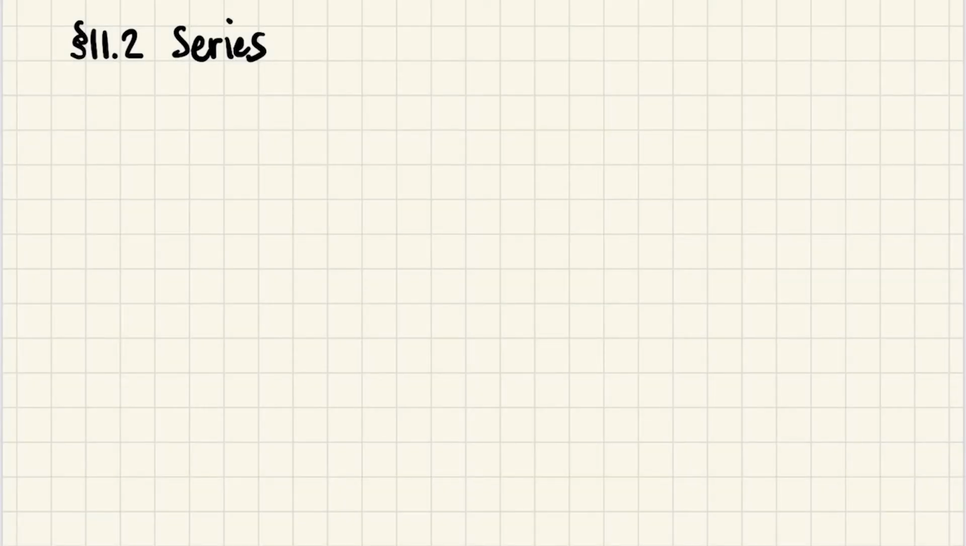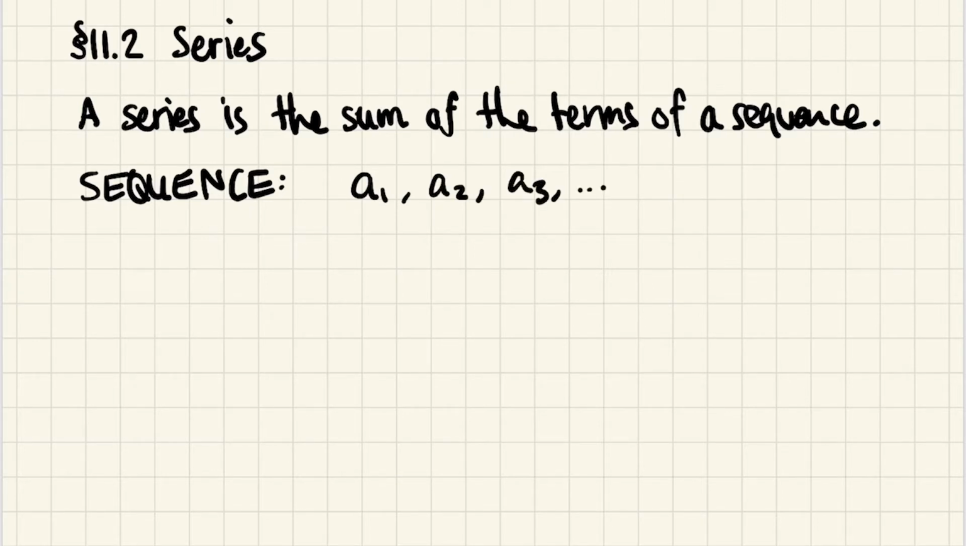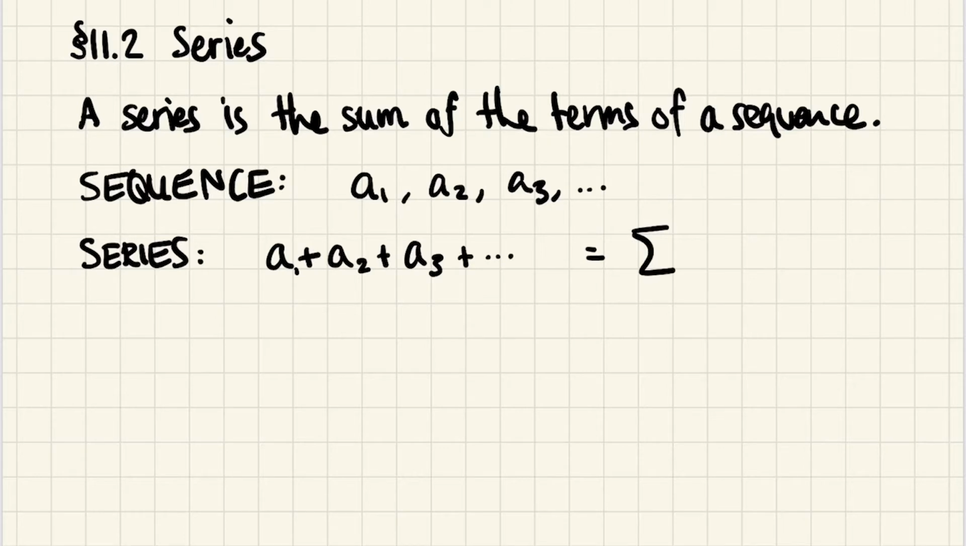Okay, we are now going to put our attention on series. Now, a series is just the sum of the terms of a sequence. So, to be clear, a sequence is a list of terms like A1, A2, A3, dot dot dot. A series is the sum of these things, and it's an infinite sum. So we often would use, of course, the sigma notation.